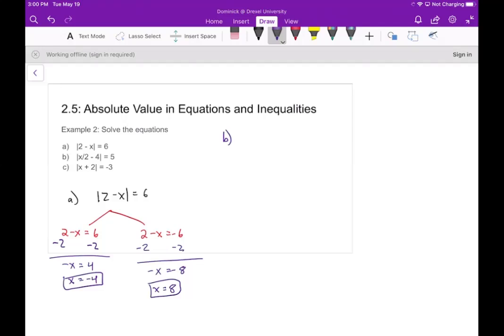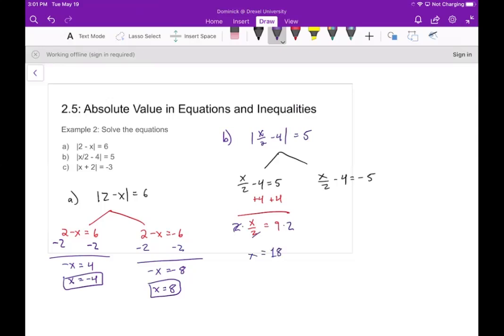Okay, part B, we have absolute value of x over 2 minus 4 is equal to 5. And again, same deal. It's equal to a positive number, so we can say this is x over 2 minus 4 equals 5, or x over 2 minus 4 equals -5. So let's add 4 to both sides, and we'll get x over 2 is equal to 9. And then, of course, to get x by itself, we just need to multiply both sides by 2. So these 2's will cancel, and we get x is equal to 18.